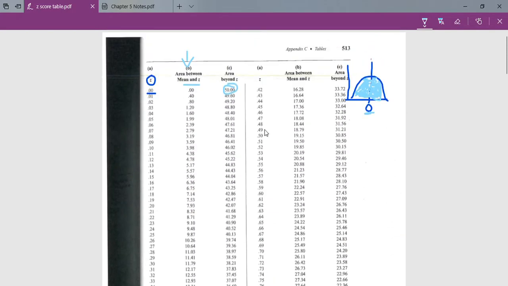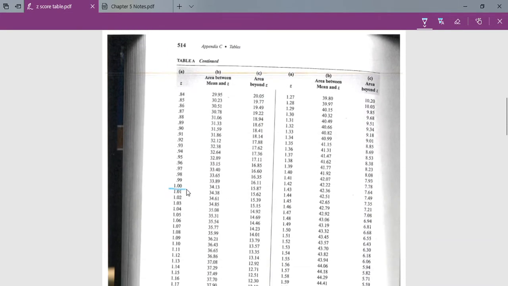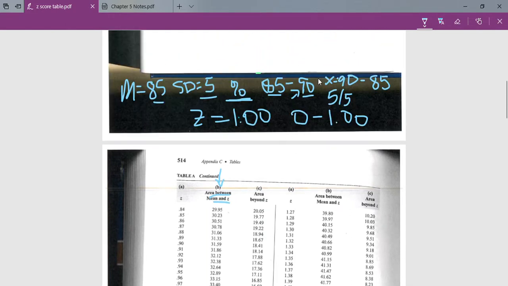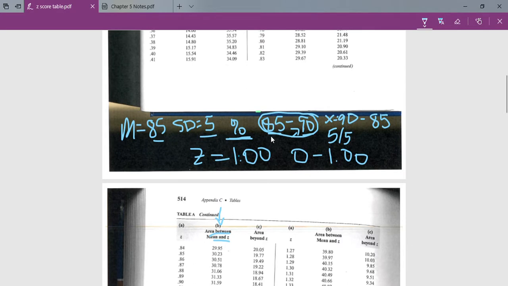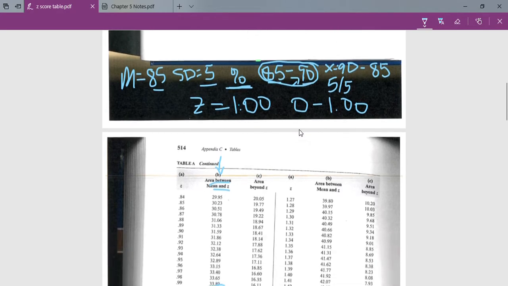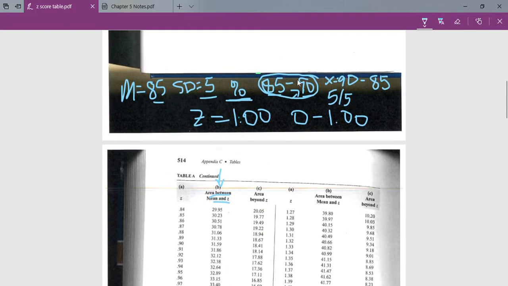So I would look here in my Z table until I found my Z score of 1, which is right here. And as we said before, we're interested in this column B, area between the mean and Z, because we want to know what percentage of scores fall between the mean of 85 and a score of 90. And so I would see here that it is 34.13% of scores that fall between a value of 85 and 90. So approximately 34% of my students got, you know, anywhere from kind of a mid B to an A.